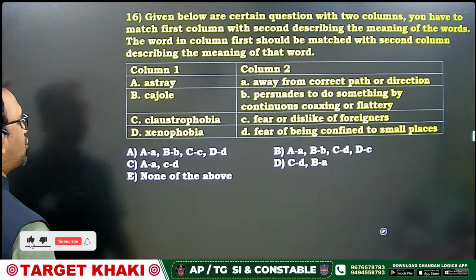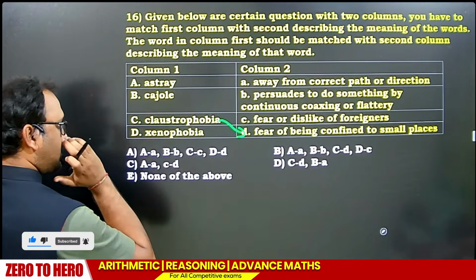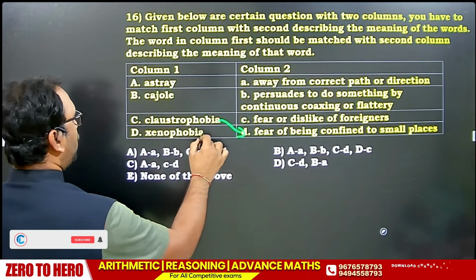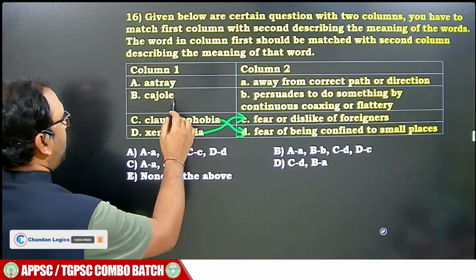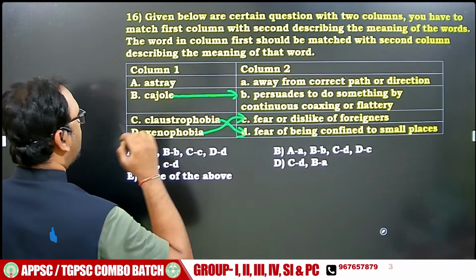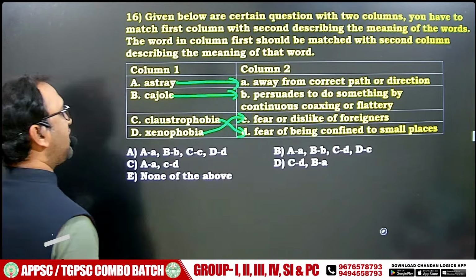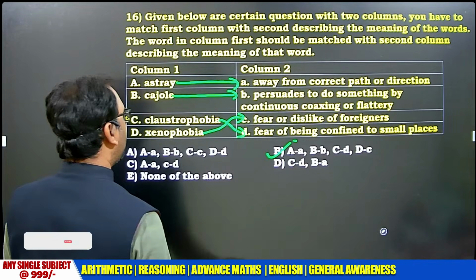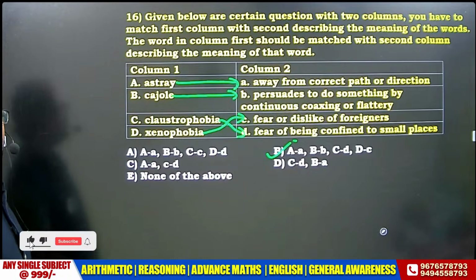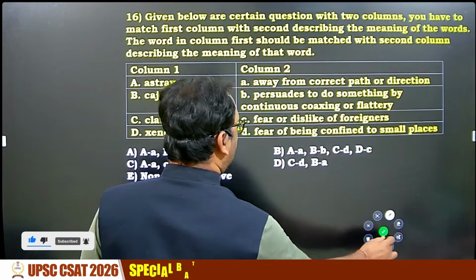Do you know claustrophobia? Claustrophobia is fear of small places, closed places. Xenophobia is fear of foreigners. So what is the meaning of cajoling? Means help somebody, support somebody, convince somebody. Astray means away from correct path. How simple. And frankly, you don't have to learn all the words. If you at least know 2 words and 3 words, the game is over. Second option is correct.